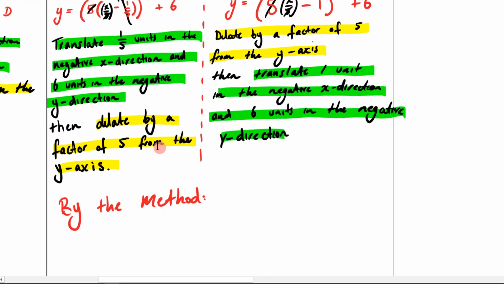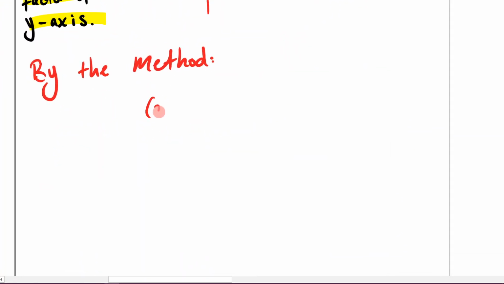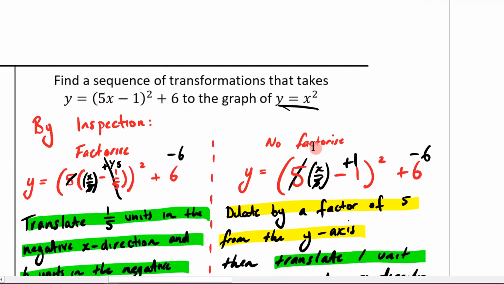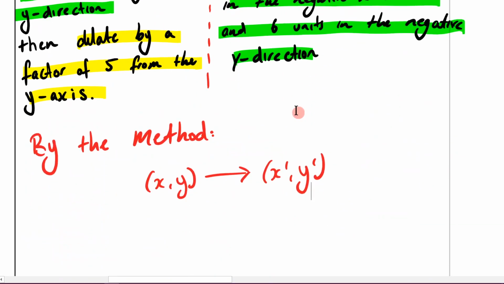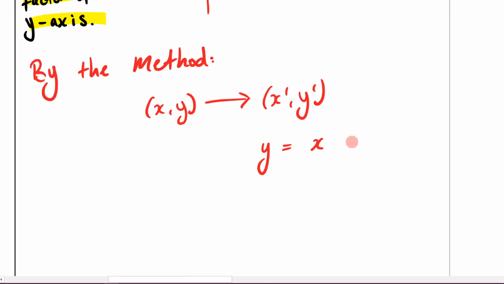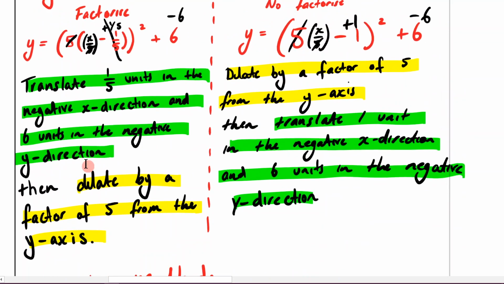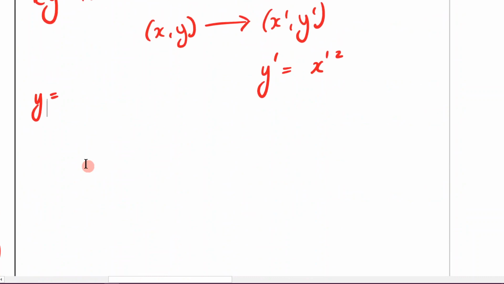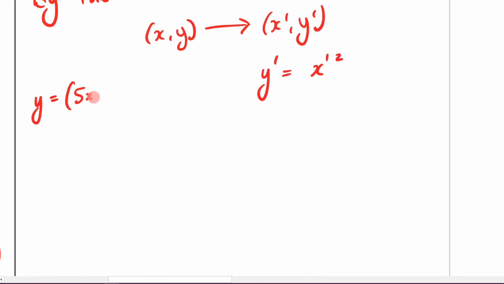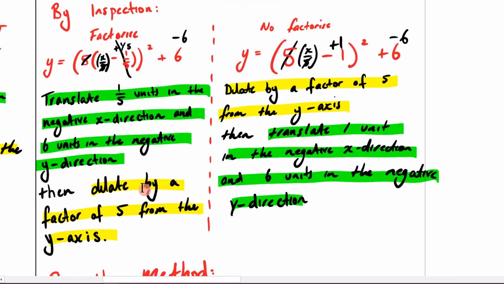Okay, so if we're doing it by the method, we're starting here, and I'm then going here, like that. You then have to be careful about what direction you're moving in. So remember, this is our transformed graph. So I put y equals x squared here, and I put my dashes there. And then on the left-hand side, I have y is equal to, now let's just double check this for a second. Yeah. On this side, I have 5x minus 1 squared plus 6, like that. Okay, so that's what we have to start with. I'm so paranoid, I'm just going to check one more time.